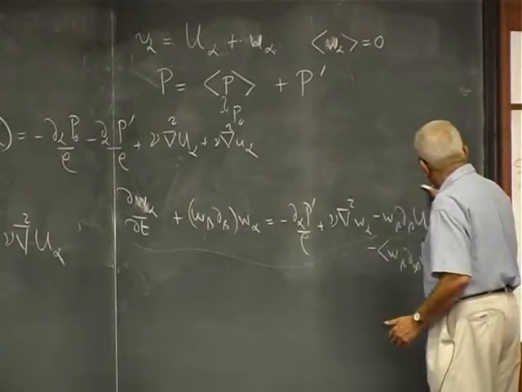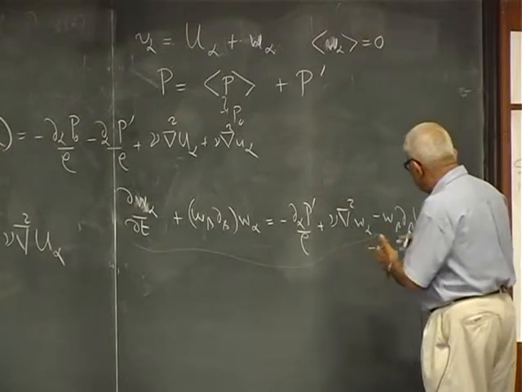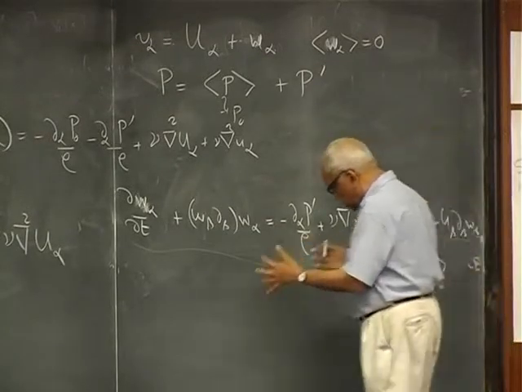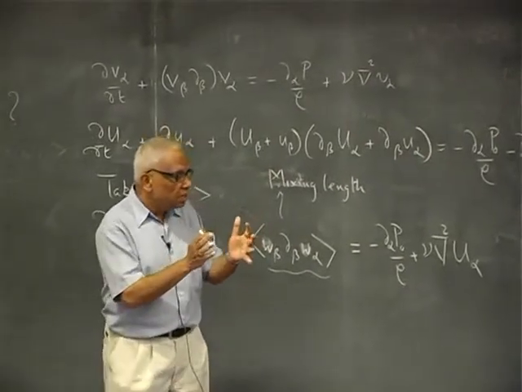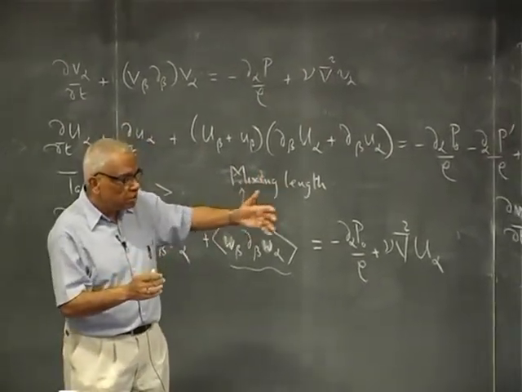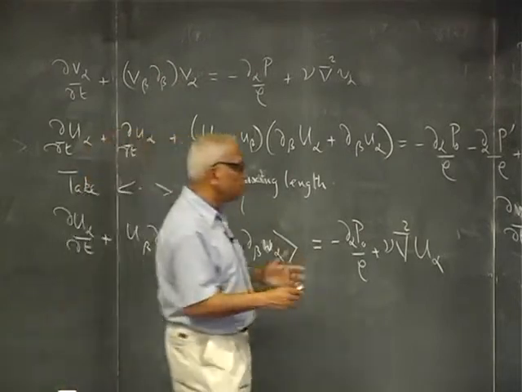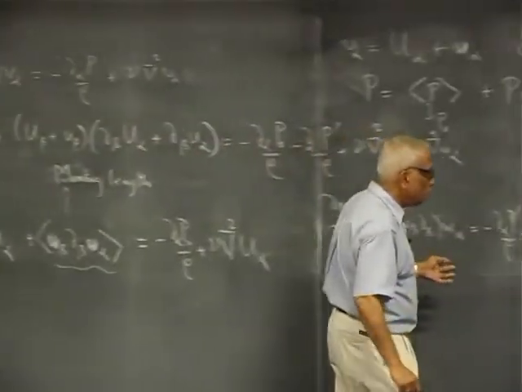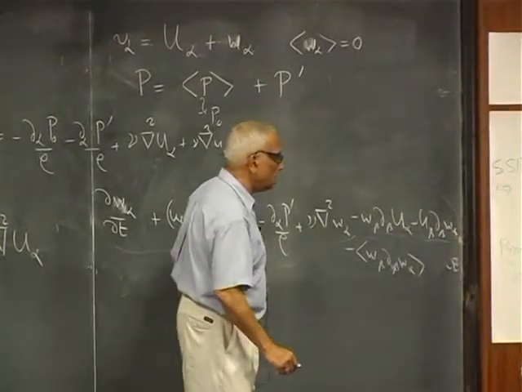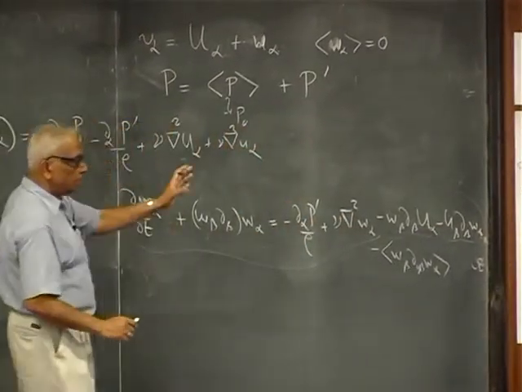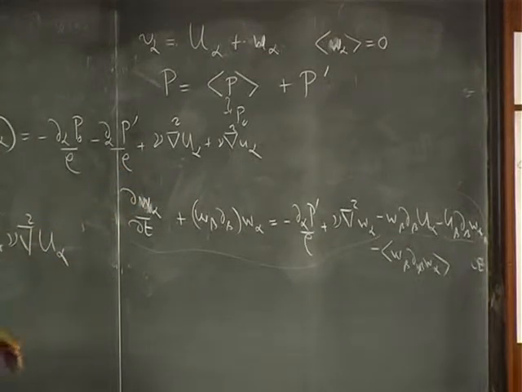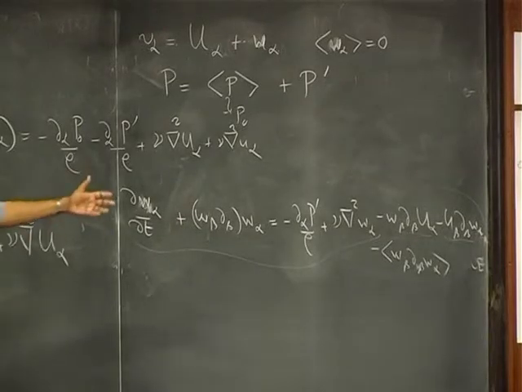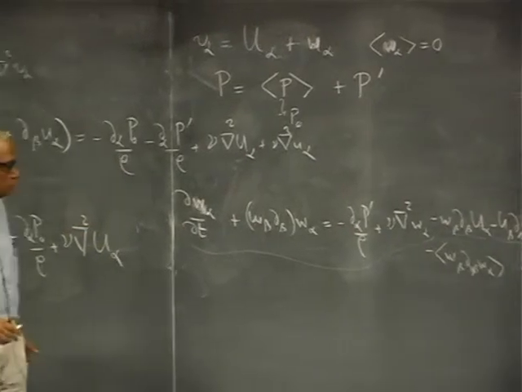But this is a part where you see the mean flow and the fluctuating flow are interacting, and therefore you can see that there is going to be energy transfer from the mean flow to the fluctuating flow. So that is a term which one should keep in mind, as we'll come back later to say something about it.